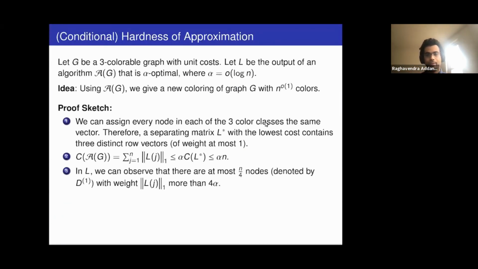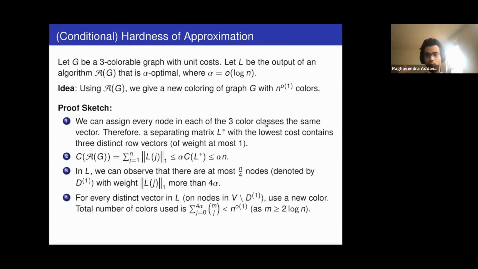So let's look at L. In this L, using a simple averaging argument, it is easy to see that there can be at most n by 4 nodes with weight more than 4 alpha. If there are more nodes, then the sum of these would exceed alpha n. So there are at most n by 4 nodes with weight more than 4 alpha. You could pick your favorite constant over here, and it would be like n by 2 with weight more than 2 alpha, something like that.